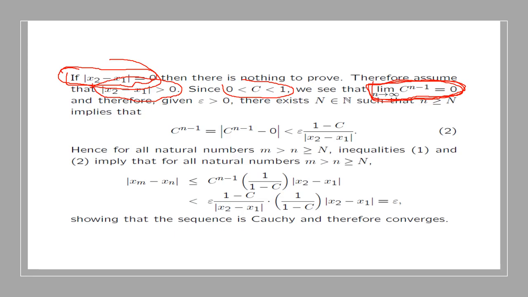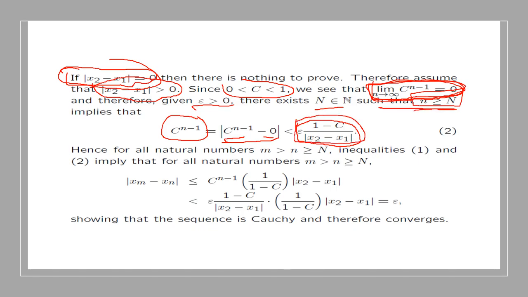And therefore, given epsilon bigger than 0, there is a natural number N such that if small n is bigger or equal to that natural number N, then the distance between c to the power n minus 1 and 0, which is simply c to the power n minus 1, will be less than this positive number here. Because this limit is equal to 0, the distance between this and 0 will be less than that number, so long as small n is bigger or equal to capital N. There will be that capital N with that property.